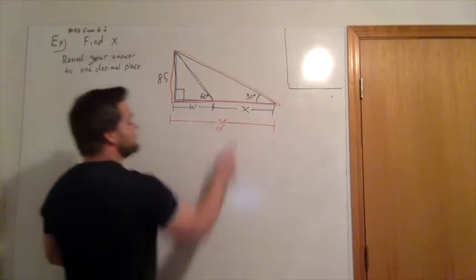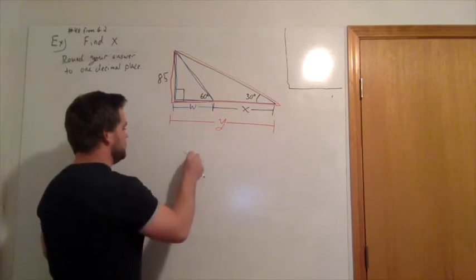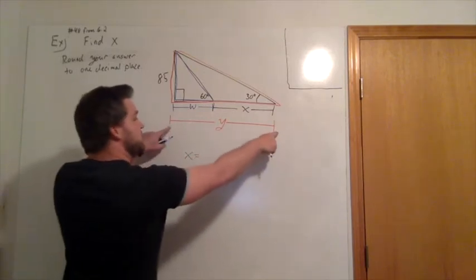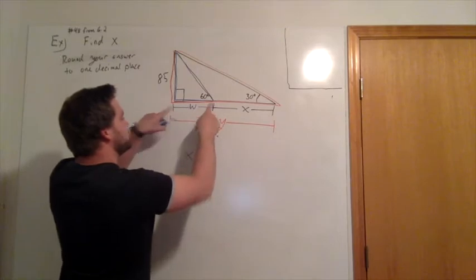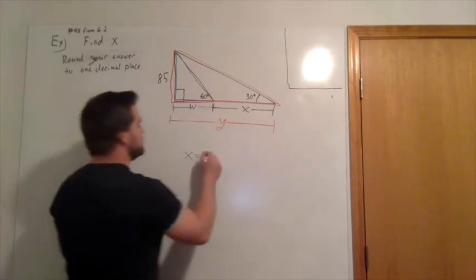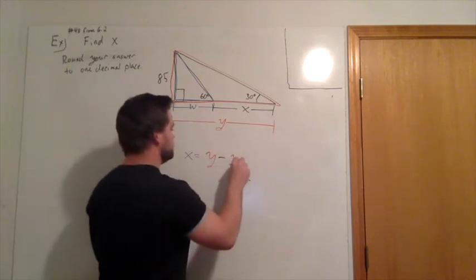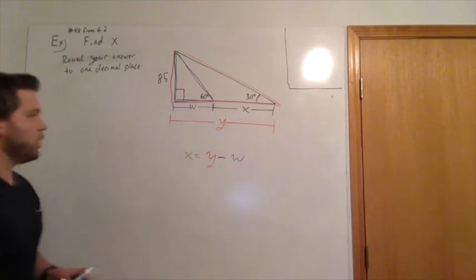To find x here, notice that x is going to be the same thing as taking the length y and subtracting off w. So x is going to be equal to y minus w. Okay, so let's first find y.